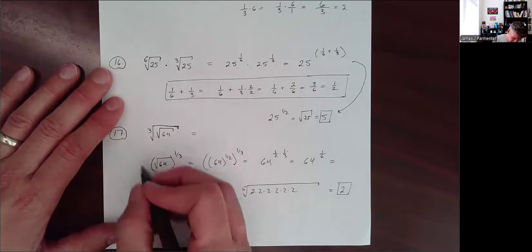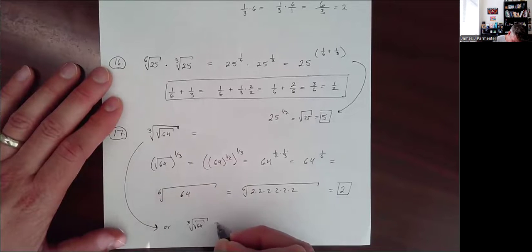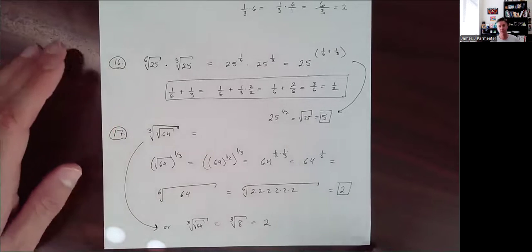But I will also point out that we could have done this by seeing that we have the cube root of the square root of 64. You might know that the square root of 64 is 8, and the cube root of 8 is 2.